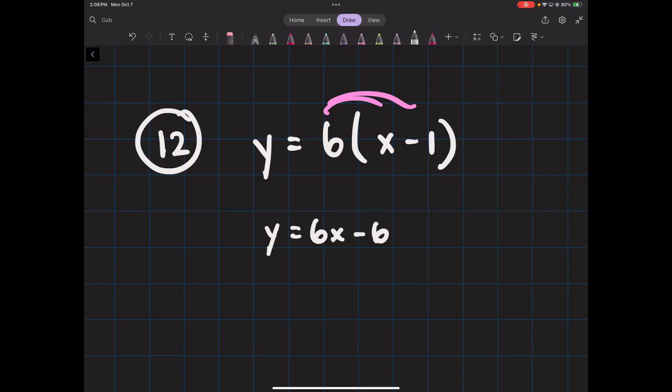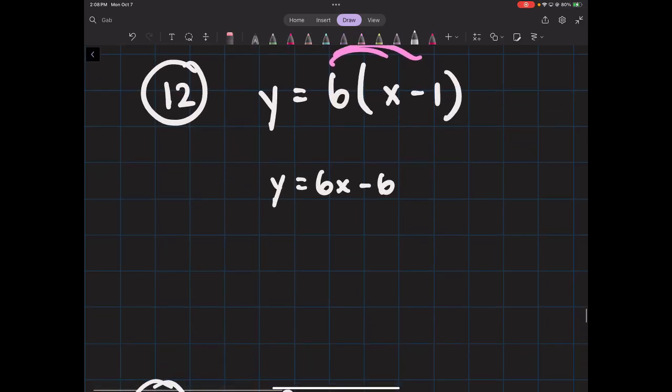Is this linear or not? Because M and B are in there, and it's basically the same as the equation where M was 6 and B was 6. Very close. You got the M. M is 6.